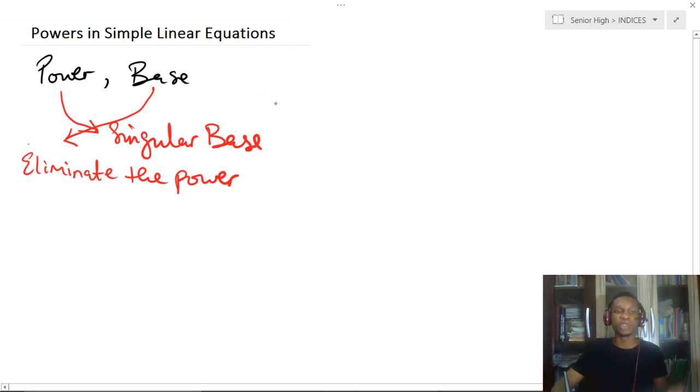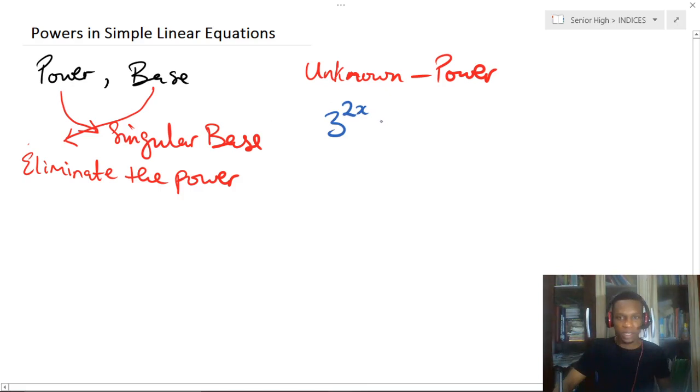Now I'll take a question where the unknown is a power, and you see how we solve it. So I have this very simple, easy question. We have 3 raised to the power of 2x is equal to 27, and we are asked to find x. Now remember, x is a power, right?